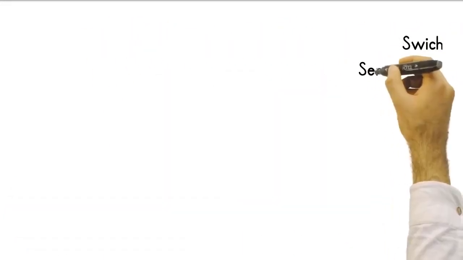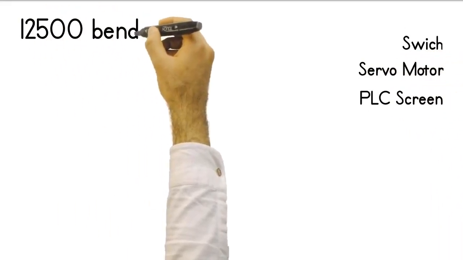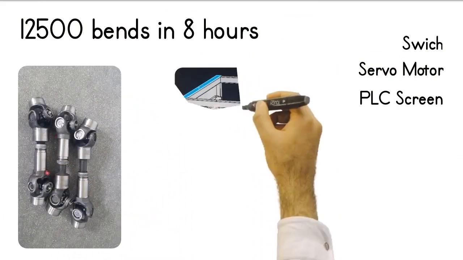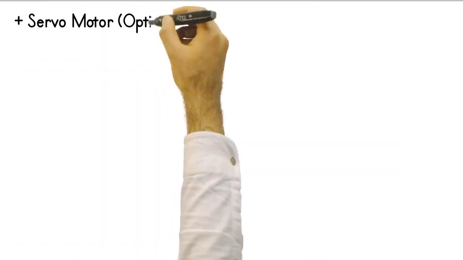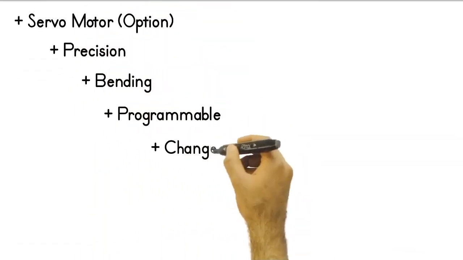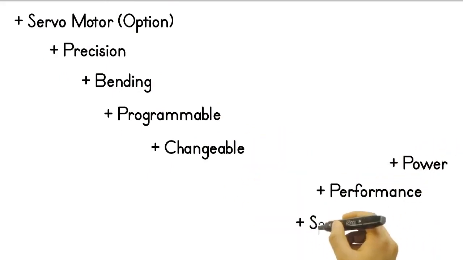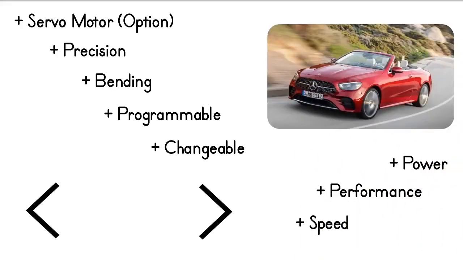Since the machine is controlled by a switch, a PLC screen and a programmable servo motor, it can be easily adjusted and can make very precise bending. You can make 12,500C bending in 8 hours. Get the most precise and fastest bending thanks to the servo motor. Programmable and changeable production recipes. Power, performance and speed all in one. You can produce C models in different sizes.